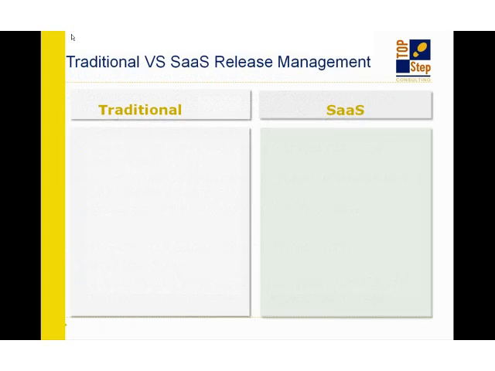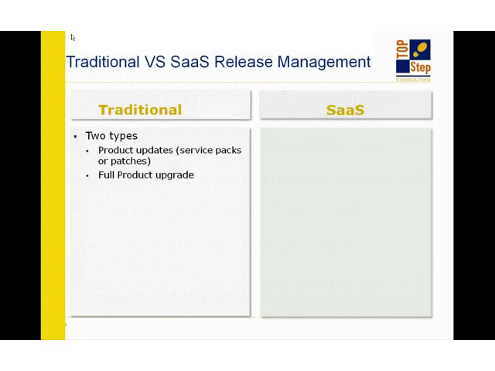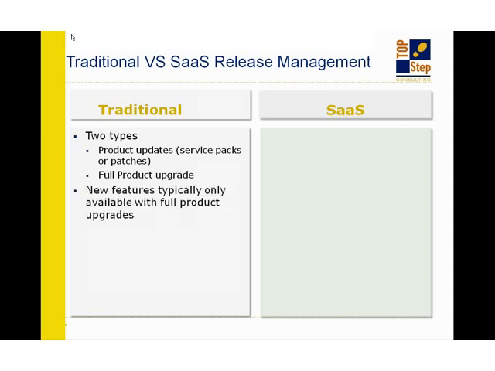So let's compare traditional and release management steps with SaaS. On the traditional side, there's really two types of release management. There's your product updates, which are the service packs or the patches. How many of you have gone to shut down your computer and it's busy installing whatever the next fixes or features? Or there's full product upgrades. And those usually come with a lot of features or new functionality, maybe even new look and feel.